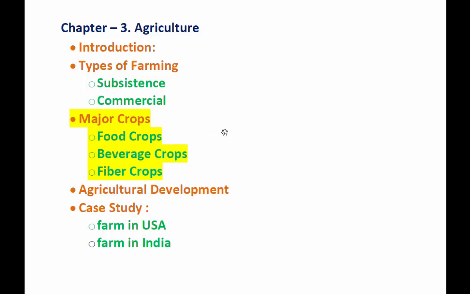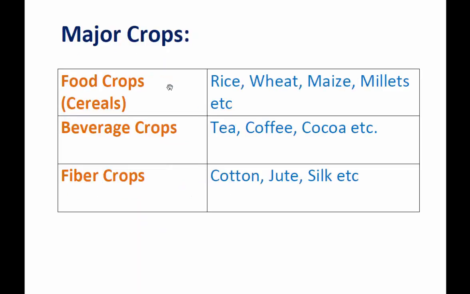Okay, major crops are basically categorized into three categories. The first one is food crops. They are also known as cereal crops. Okay, it includes rice, wheat, maize, millets, etc. And the next one is beverage crops such as tea, coffee, cocoa, etc. And also we have fiber crops such as cotton, jute, silk, etc. Okay, first of all we will take these food crops.